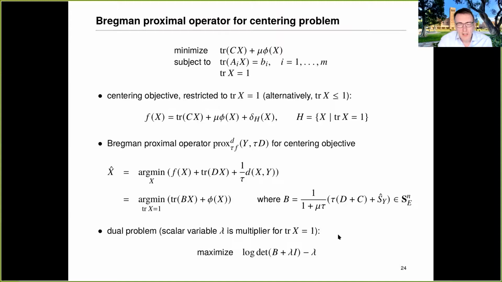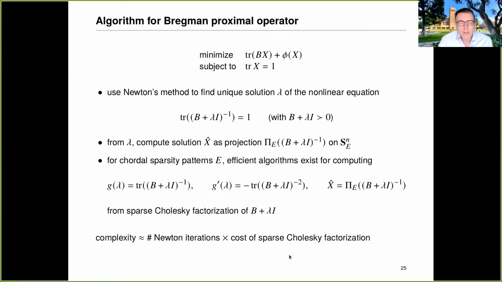And the question is, what's the cost of solving this problem? If we again do it by Newton's method to solve the optimality condition for the primal problem or to solve the dual, then we have to solve this nonlinear equation in the scalar variable lambda. It says that the trace of the inverse of this positive definite matrix must be equal to 1. It's a very sparse matrix because B is sparse. And then from the solution, we get a solution of the projection.